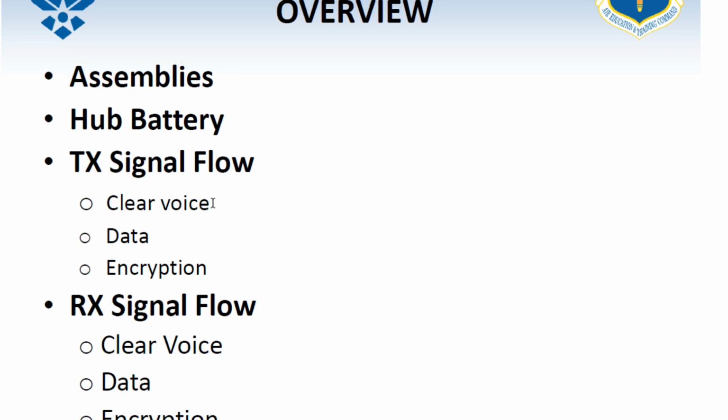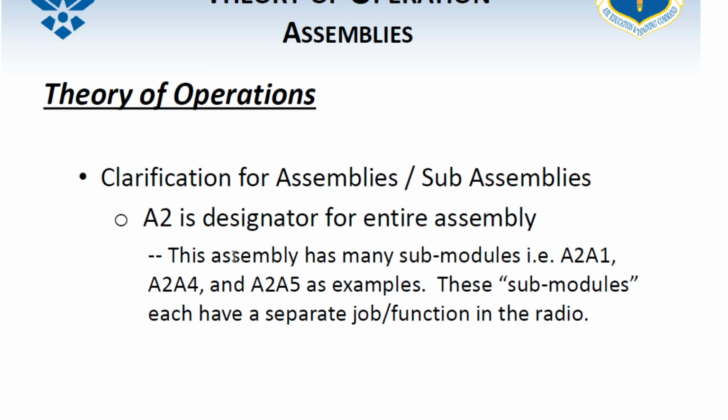So our transmit signal flow is what we're going to talk about first. It's going to be clear voice. That's that unencrypted voice coming through, that data. And then we're going to talk about encryption. And we're going to talk about receive signal flow, because we don't just shoot signals off into the ionosphere and hope they hit something. We have an intended target. Our intended target has the received signal, hopefully, and they will receive our transmissions. So they're also going to be doing clear voice data and encryption on their side to match up with whatever we have on our side.